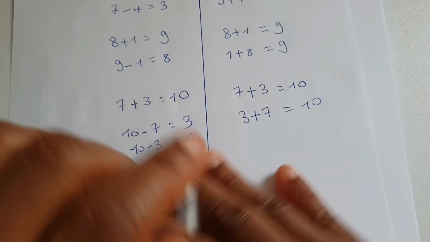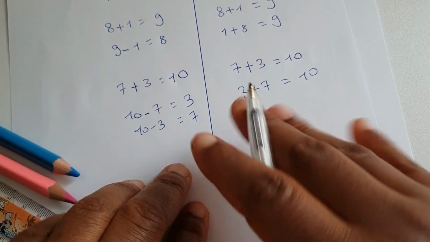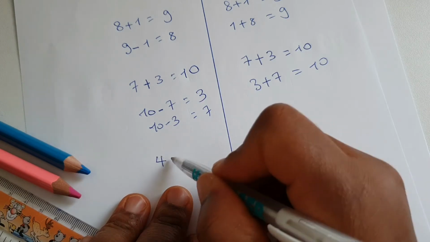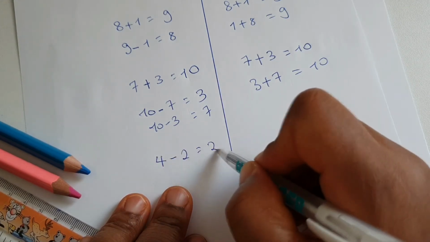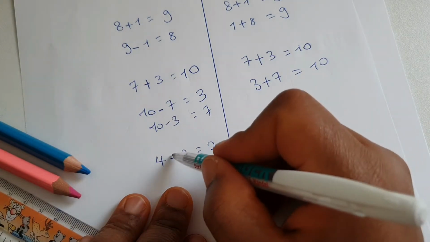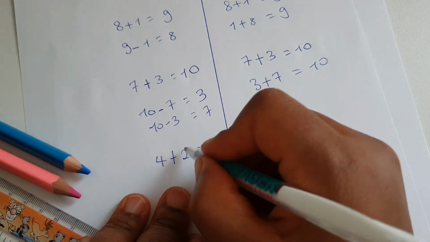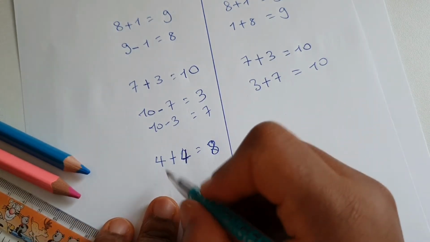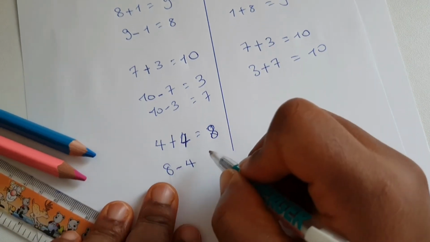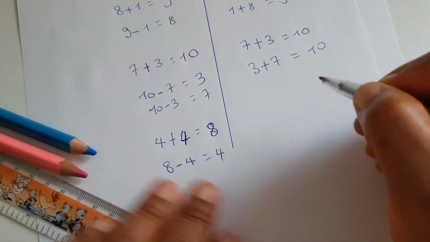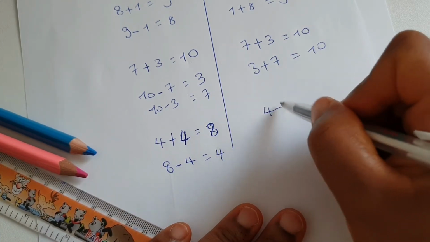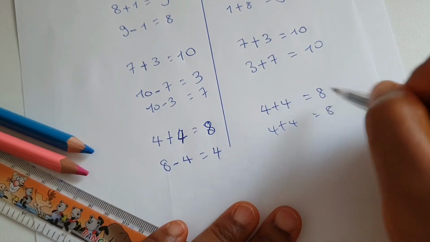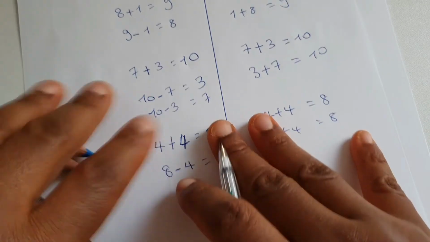Okay, that's right. So let's do one more of it. Let me say 4 plus 4 is equal to 8. Then what I will do here is 8 minus 4 will be 4. Okay, and here I'll do 4 plus 4 is equal to 8, and also 4 plus 4 is also 8. Okay, and that's this one.